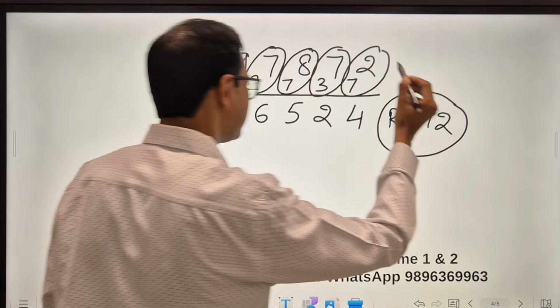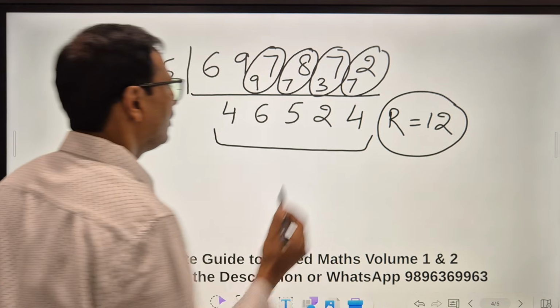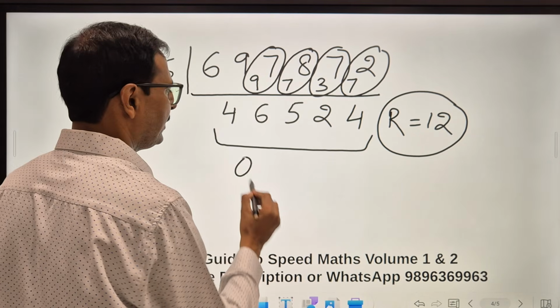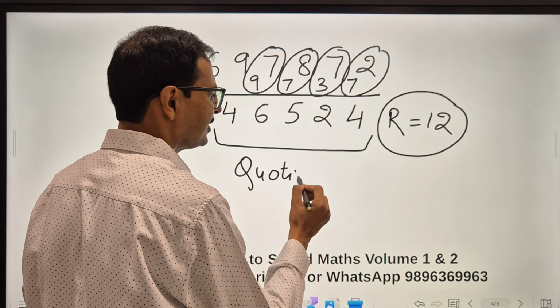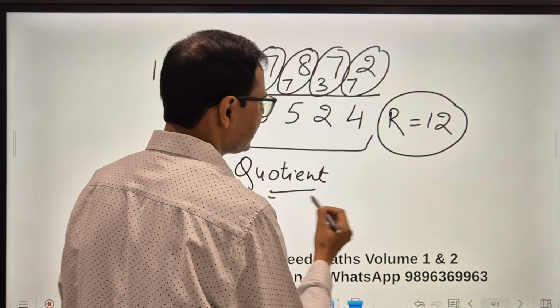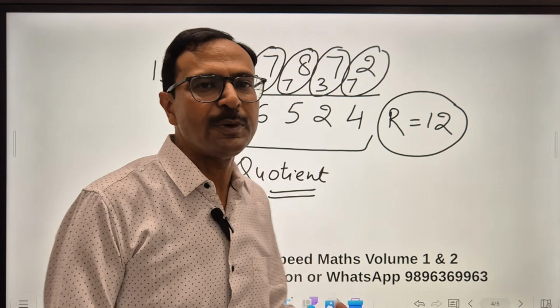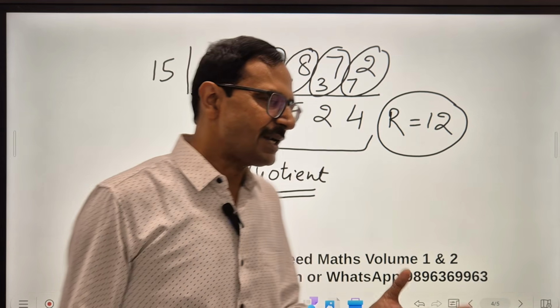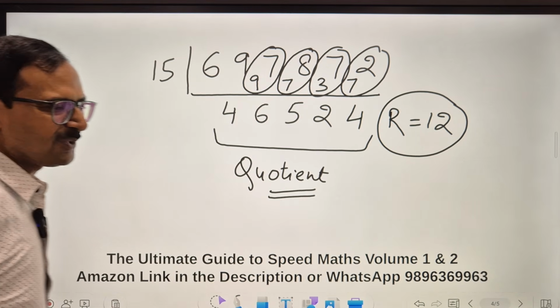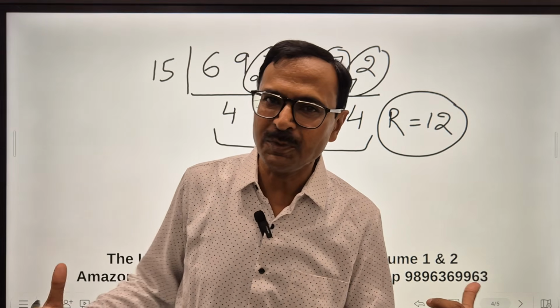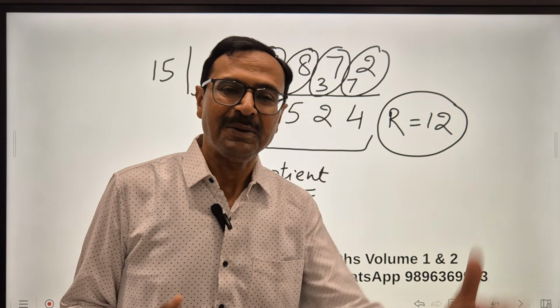There we go. This is the remainder, and this number 46524 becomes the quotient. See, friends, division is not at all difficult. You just need to be a little smart by studying the Ultimate Guide to Speed Maths, volume 1 and volume 2. This is a demonstration of what we have given in the books.